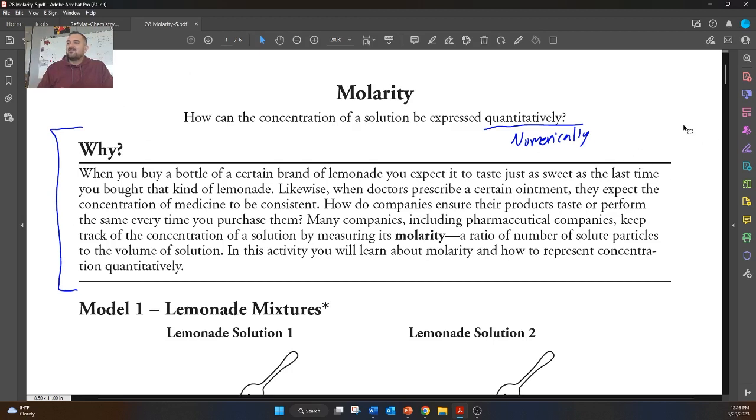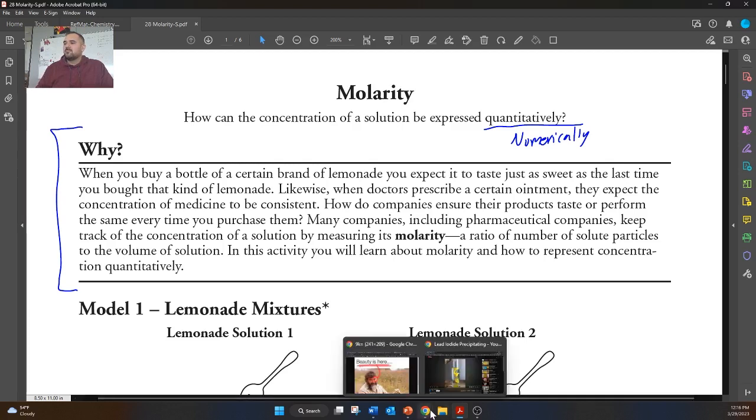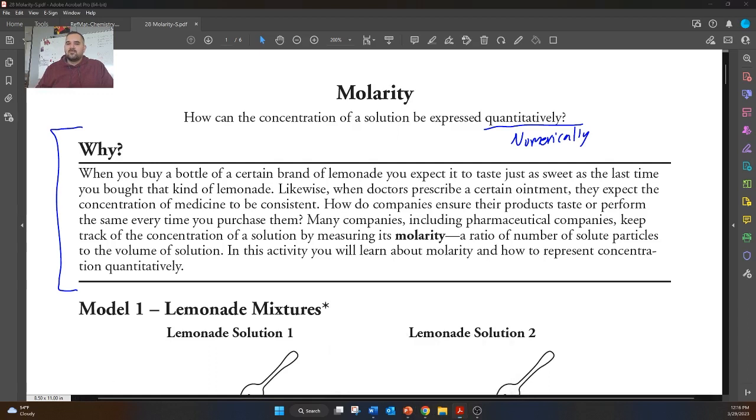When you buy a bottle of a certain brand of lemonade, you expect it to taste just as sweet as the last time you bought that kind of lemonade. Likewise, when doctors prescribe a certain ointment, they expect the concentration of medicine to be consistent. How do companies ensure their products taste or perform the same every time you purchase them? Many companies, including pharmaceutical companies, keep track of the concentration of a solution by measuring its molarity, a ratio of number of solute particles to the volume of solution. In this activity, we'll learn about molarity and how to represent concentration quantitatively.